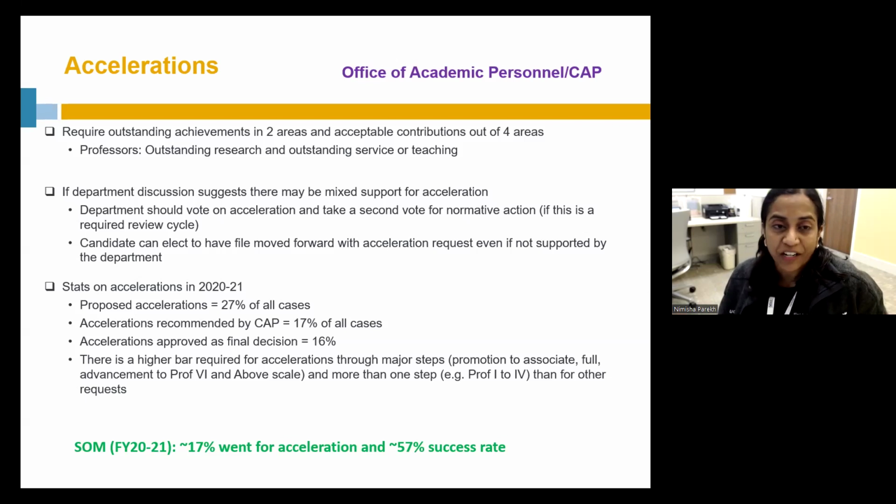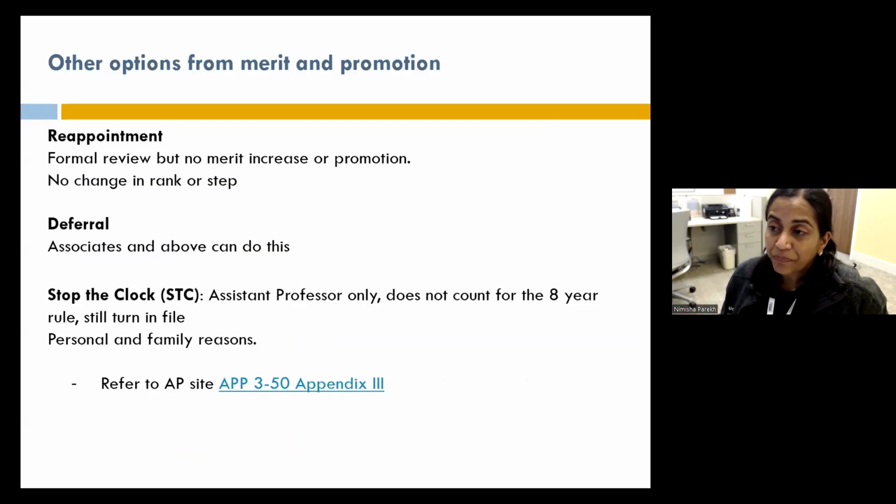There's also history on when you apply. It is also looked at how many times you're applying. So do it if you have really done the work.